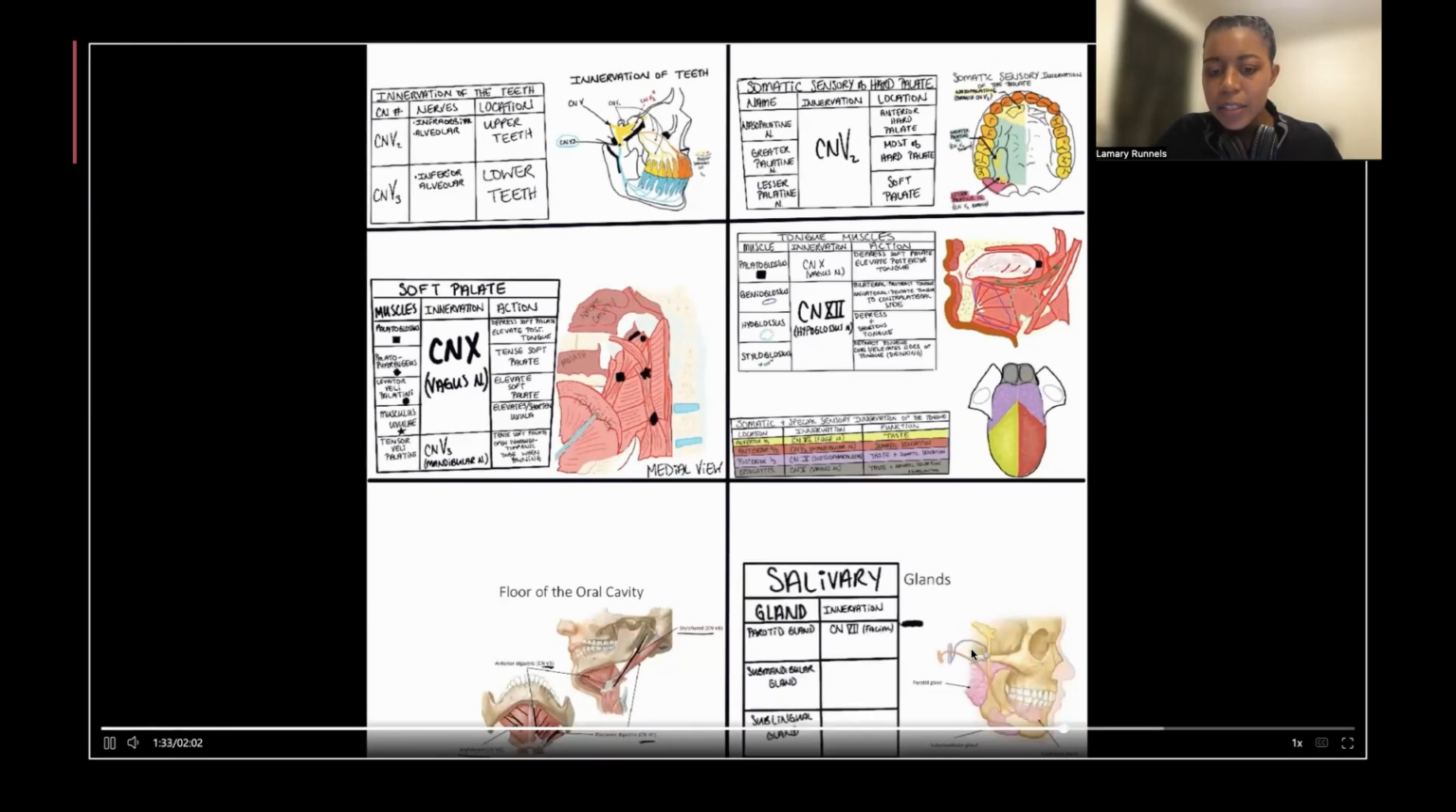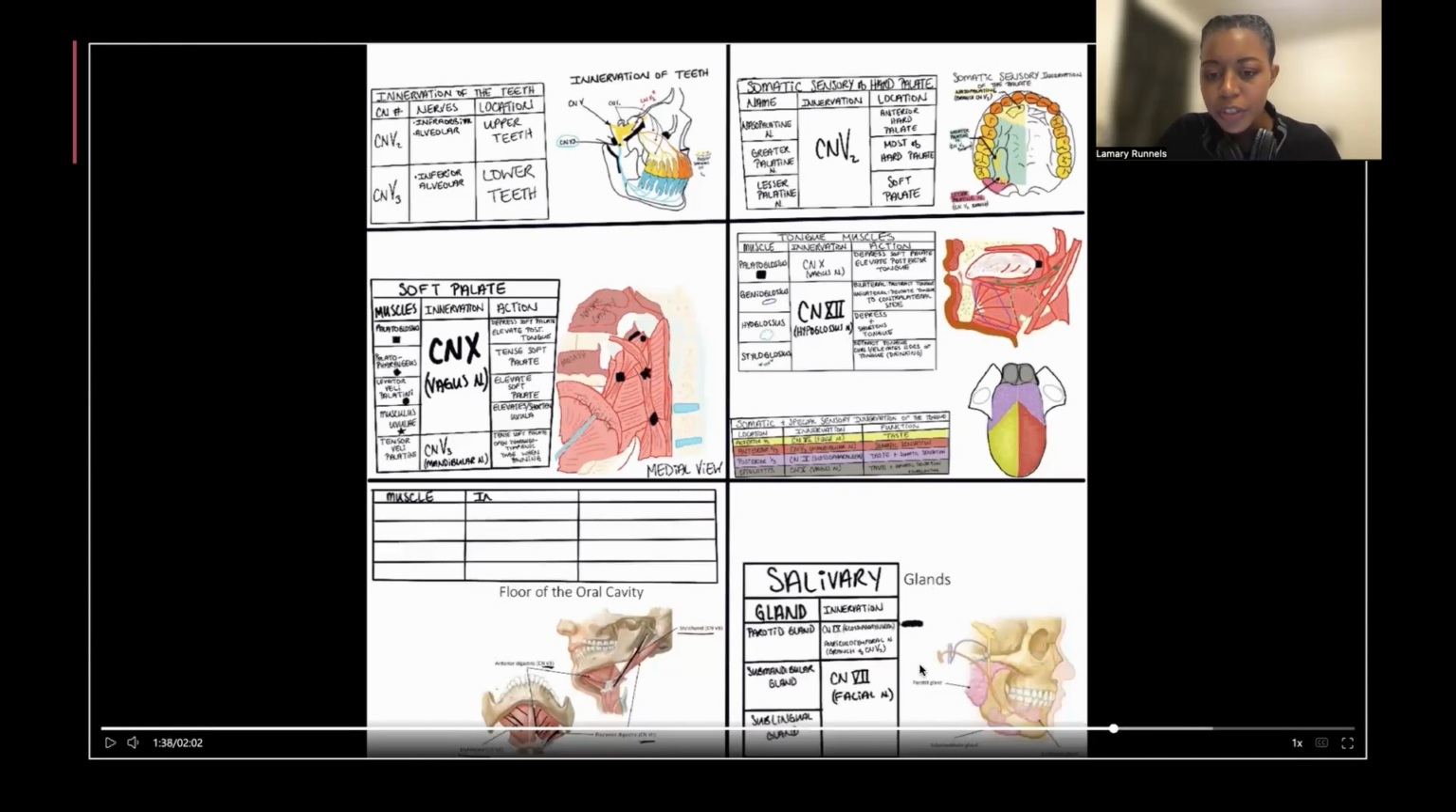Salivary glands, and those are innervated by the glossopharyngeal nerve. Specifically, the parotid gland is innervated by the glossopharyngeal nerve. And then the other 2, the submandibular and the sublingual glands, are innervated by the facial nerve.